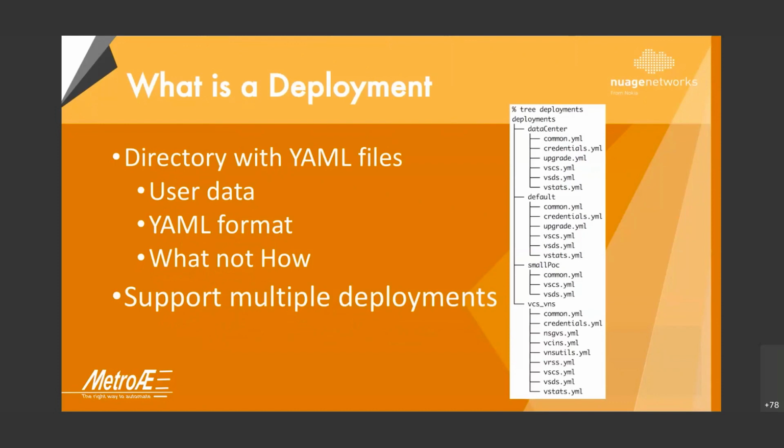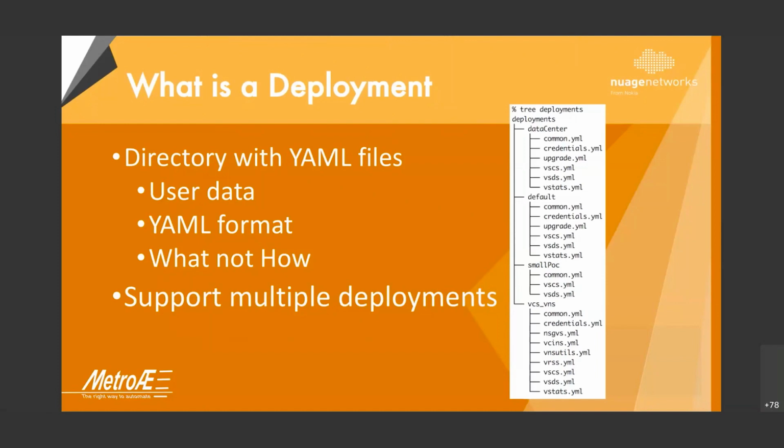So a little more information about what is a deployment. It's basically a directory full of YAML files. And I did a tree view on my deployments directory on my laptop there on the right-hand side. You can see that I have a deployment folder named Data Center, another one called Default. That one comes with the software by default. I also have one called Small POC, and then a VCS VNS configuration. And you can see that each one has a particular set of files in there. The names indicate what they support.